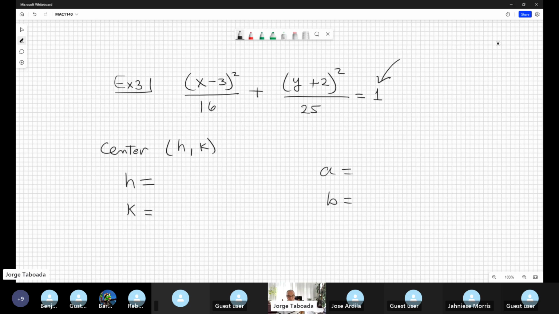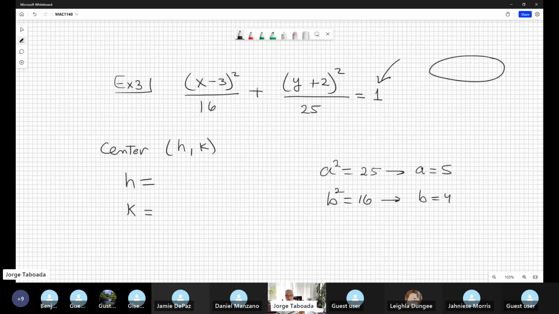Okay, A squared is 25, no? Not A alone, correct. And B squared is 16. I agree 100%. Therefore, A is 5 and B is 4. By the way, is this ellipse horizontal or vertical? Horizontal, vertical. The same student, tell me.